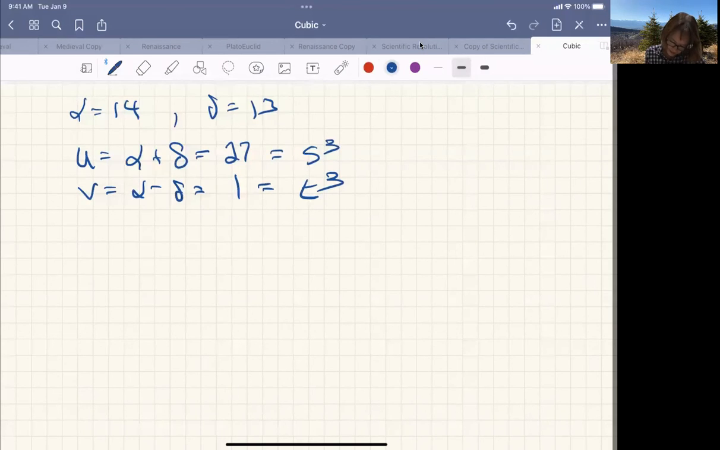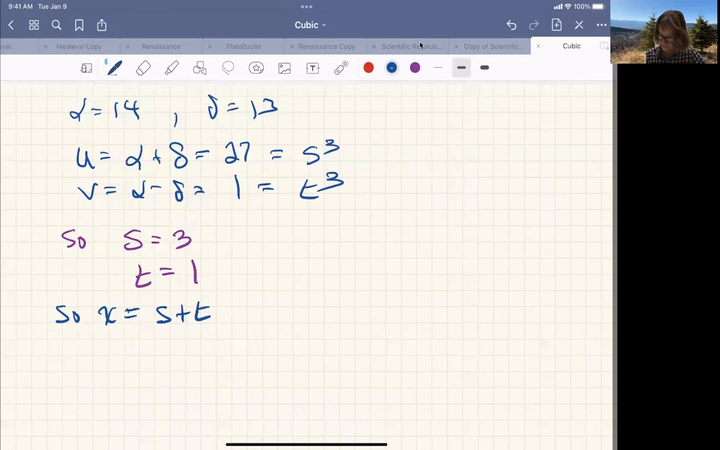So from this we get, s is equal to the cube root of 27. So that's 3. T is equal to the cube root of 1. So that's 1. So what's x? Well, that was s plus t. So that's going to be 3 plus 1, which is 4.